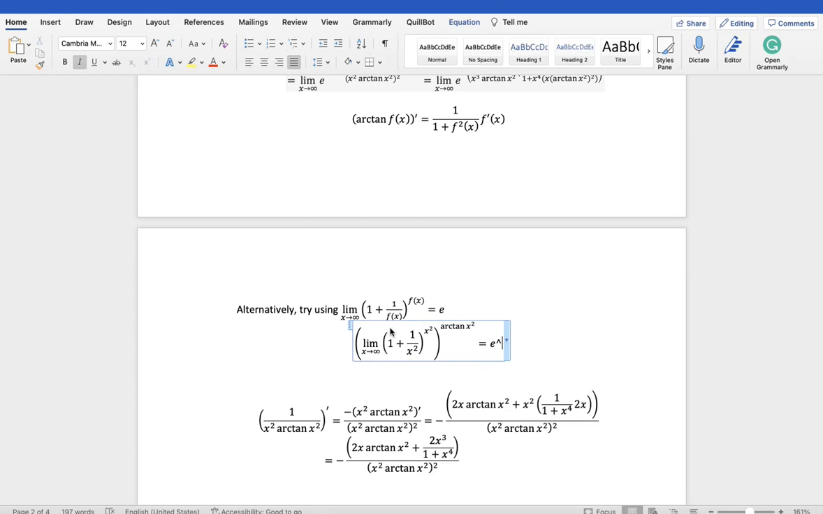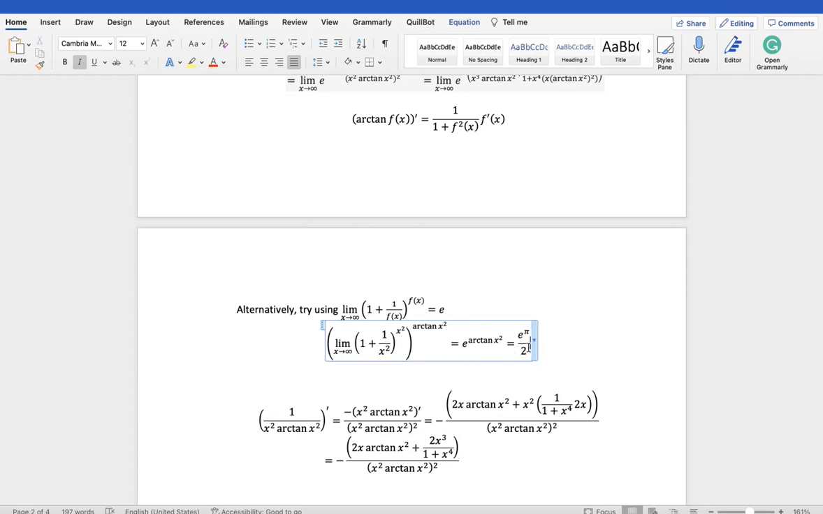Same on the right-hand side. You have arctan x squared, okay? So basically, you have these limits there as x tends to infinity. For e to the arctan x squared, you also have that x tends to infinity. So when you have e to the arctan of infinity, remember that that is equal to pi over 2. So your final answer should be equal to e to the pi over 2.